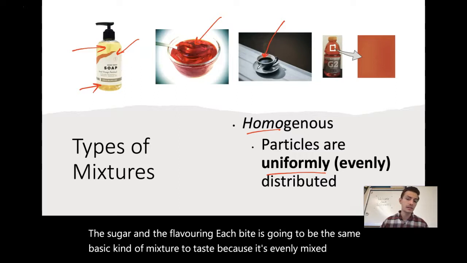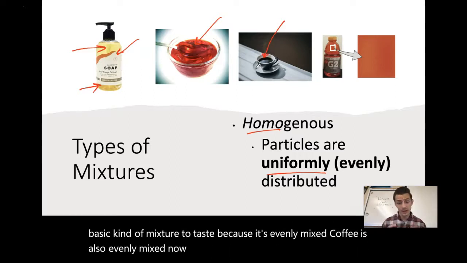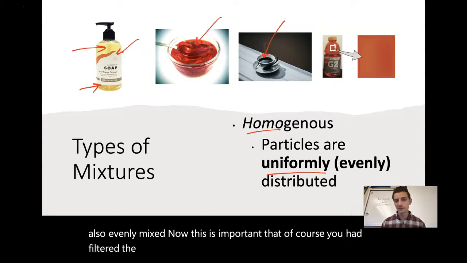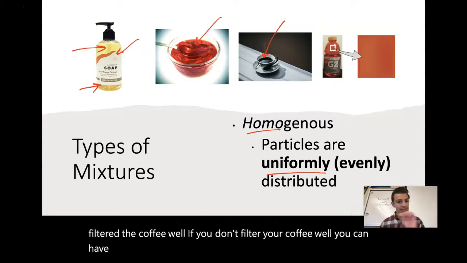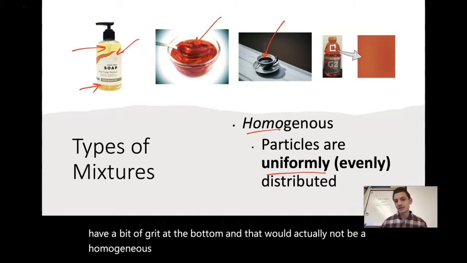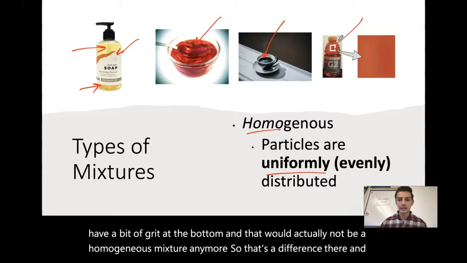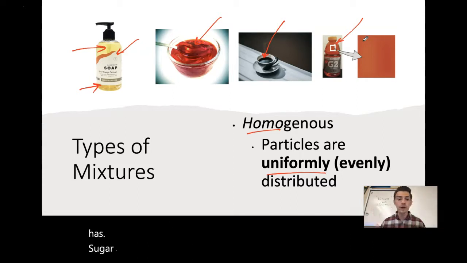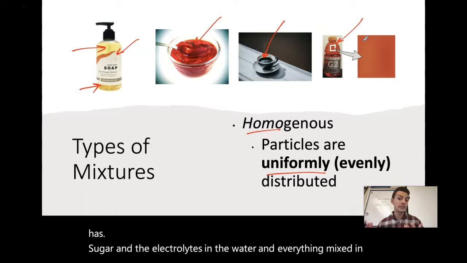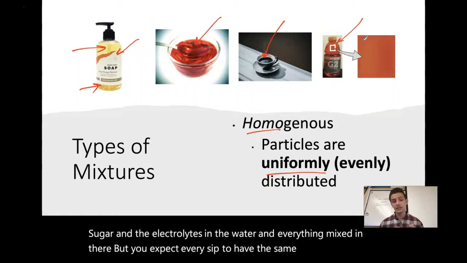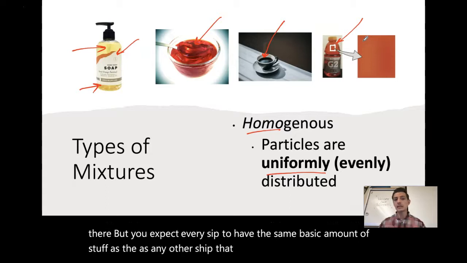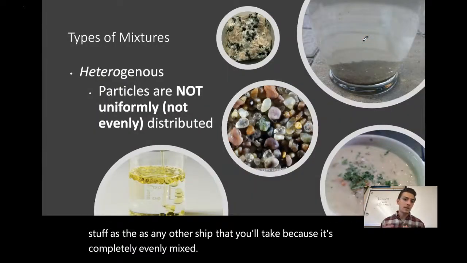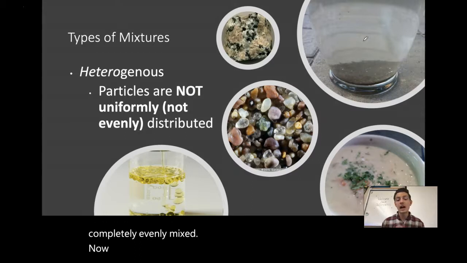Coffee is also evenly mixed. Now, this is important that, of course, you've filtered the coffee well. If you don't filter your coffee well, you can have a bit of grit at the bottom, and that would actually not be a homogeneous mixture anymore. So that's a difference there. And then lastly, an example of Gatorade. You have a liquid that has sugar and the electrolytes and the water and everything mixed in there, but you expect every sip to have the same basic amount of stuff as any other sip that you'll take, because it's completely evenly mixed. Now, a heterogeneous mixture is one that's not uniformly distributed.